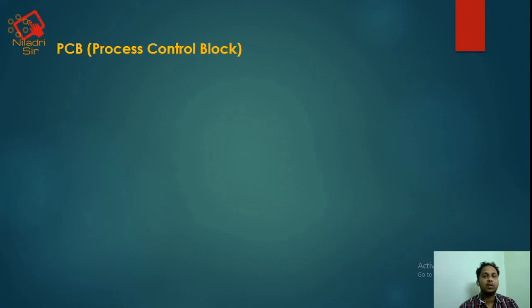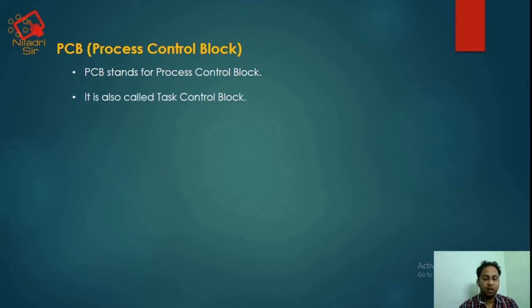So what is process control block? The full form of PCB is process control block. It can also be called task control block. Why is it called task control block? Because all the tasks are completed using this PCB. All the processes that are executed can be tracked using this PCB, or we can rather say that all the details of a process are stored by the PCB.